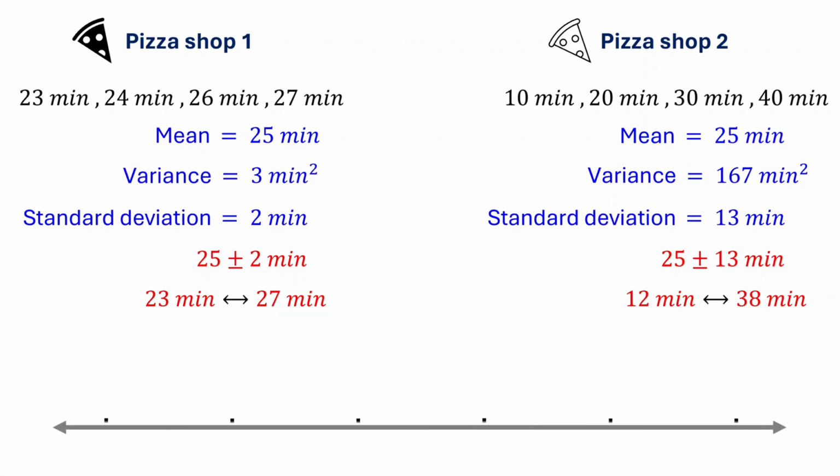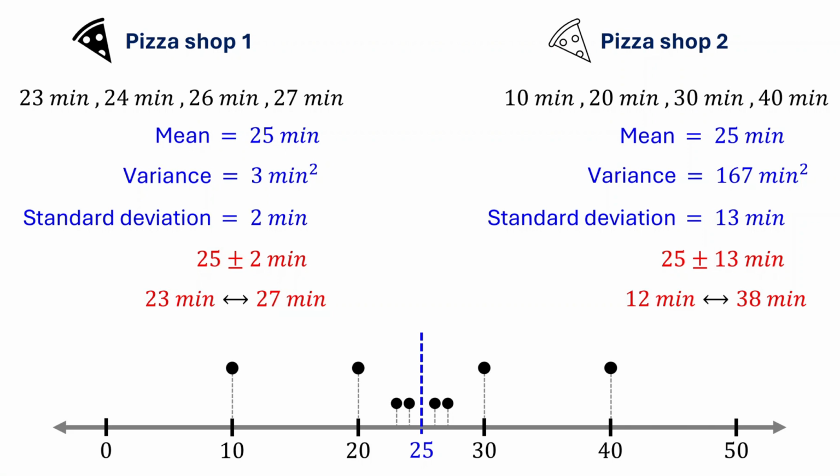Let's visualize this on a number line to see the difference clearly. This vertical line represents the mean, which is 25 minutes. These dots represent the first shop's delivery times, 23, 24, 26, and 27 minutes. And these dots represent the second shop's delivery times, 10, 20, 30, and 40 minutes. You can see that the first shop's delivery times are clustered closely around the mean, all within 2 minutes of it. In contrast, the second shop's delivery times are much more spread out, varying by about 13 minutes from the mean.